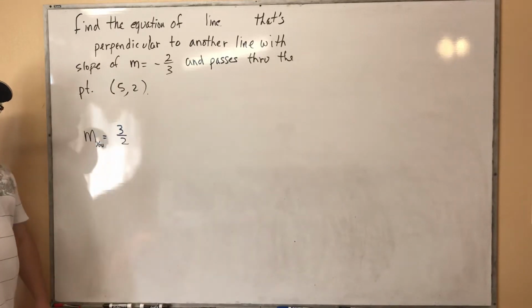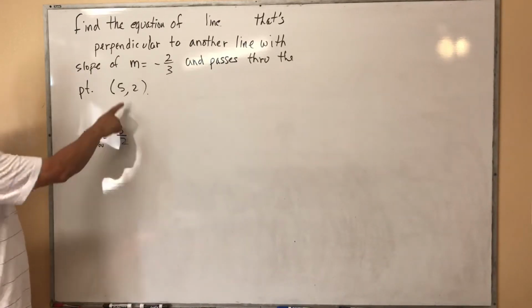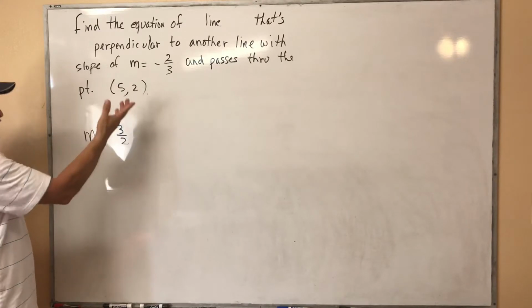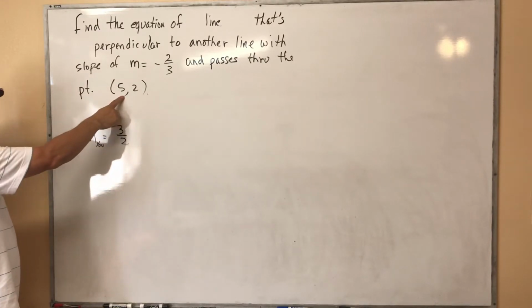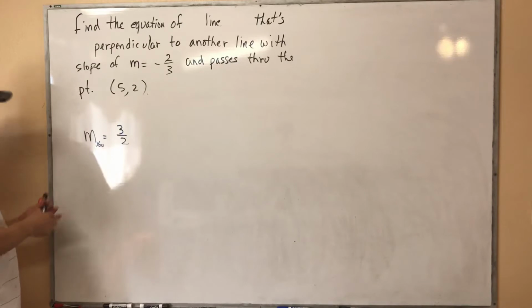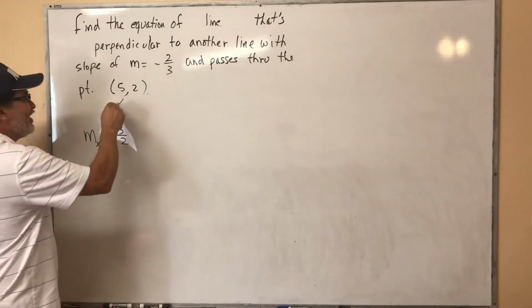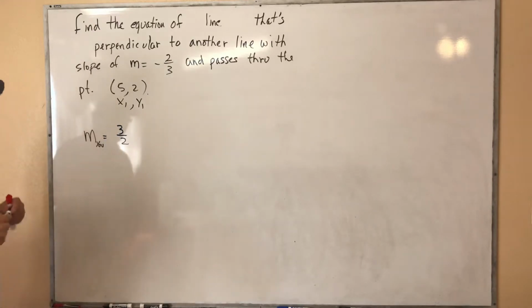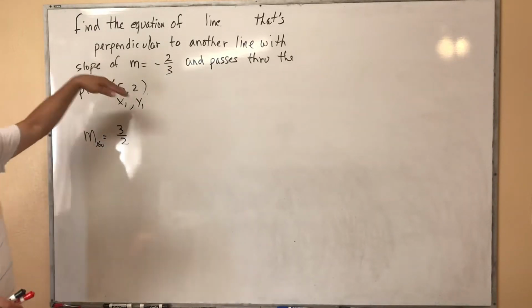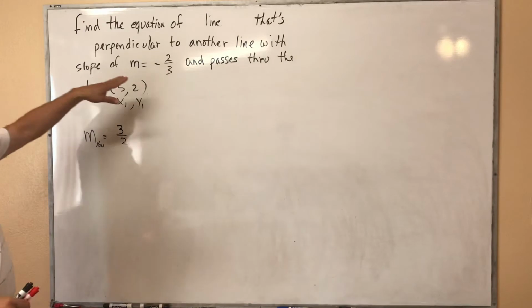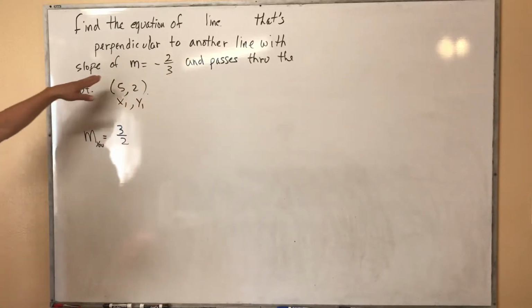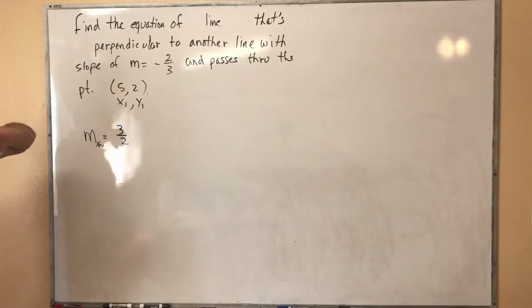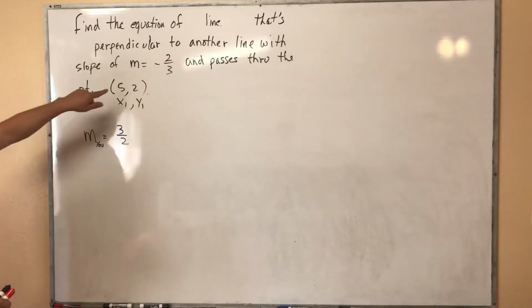And the line you're looking for passes through this point. So this must be x1, y1. Find the equation of the line that's perpendicular to another line with slope of negative 2/3 and passes through the point (5, 2).